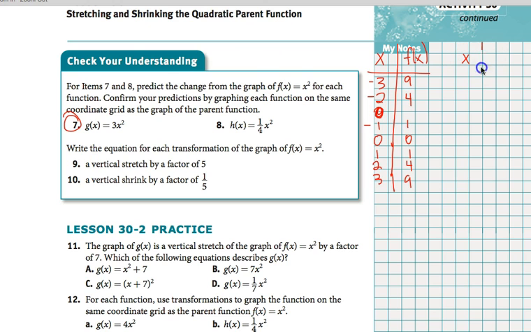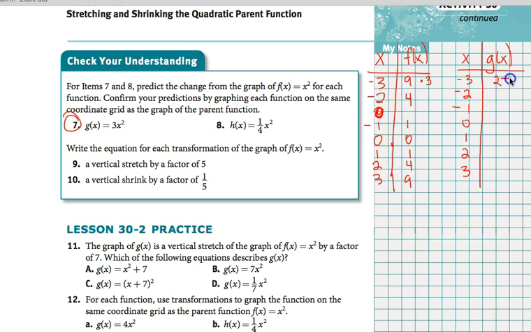If I make a t-chart now for g of x, which is 3 times the value that's in the parent, I'm just going to take the value in the parent, which is 9, and multiply it by 3. So I'm going to use these same values here. We may not plot all of them.